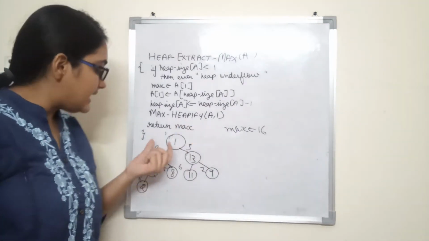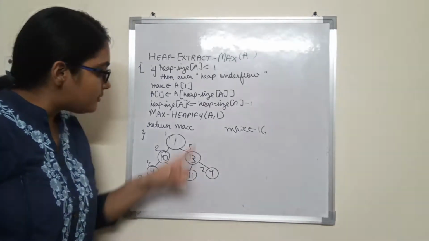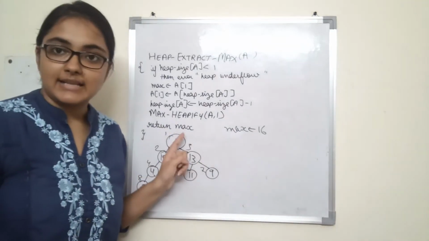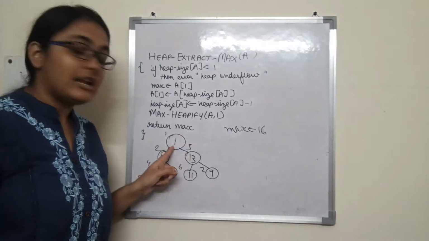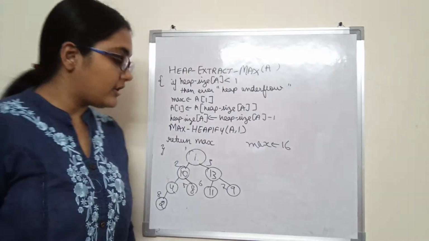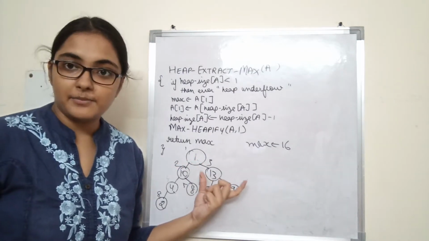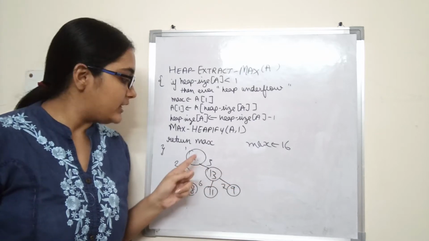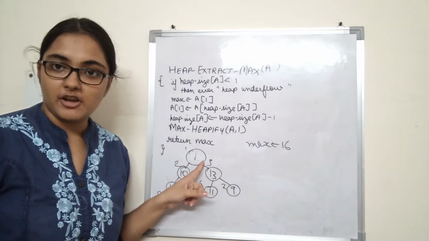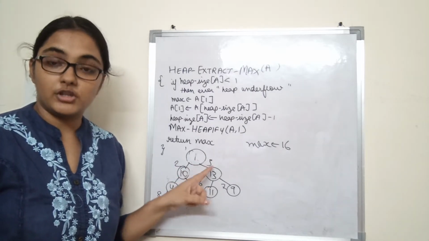Why? Because the left subtree and right subtree are already max heaps. Now in order to make this entire structure a max heap, only this node will violate, or may violate, the property of max heap. So we call max heapify on this node. Why? Because left child and right child both are max heaps, and the only node which will be violating the property of max heap is the node at the root, right?